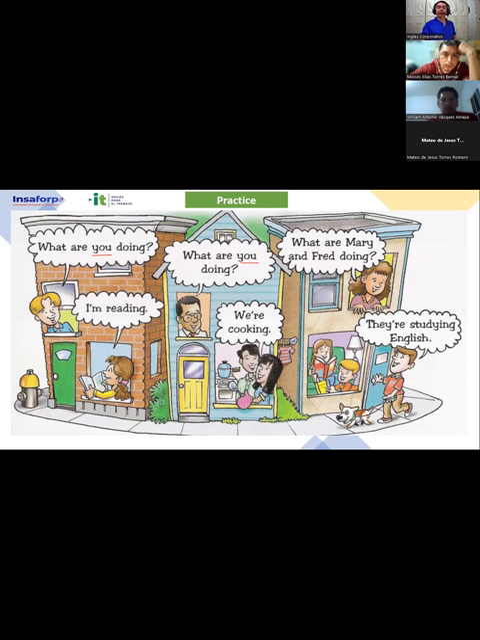Then they say, we're cooking, right? Son chinitos, están cocinando ahí. Es algún gato del vecino o algo, están cocinando. Okay, then what are Mary and Fred doing? They're studying English. Oh, congratulations to this guy, right?